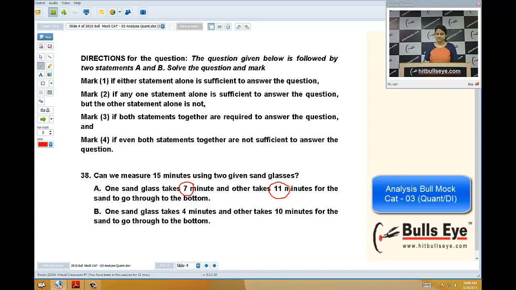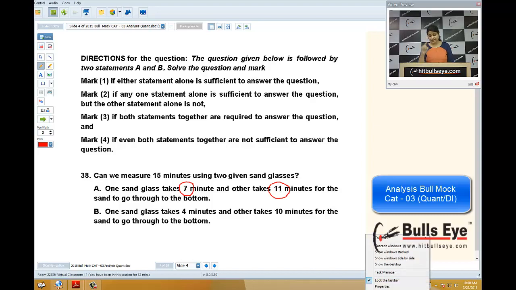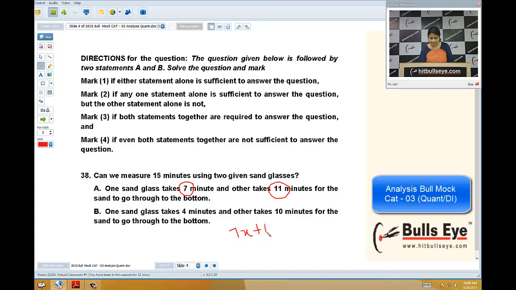Suppose I'm using the 7-minute glass x times and the 11-minute sand glass y times. So what should be the equation? It should be 7x plus 11y equals 15. What is the solution to this equation? This is 2, 1. It means the 11-minute sand glass we'll use twice, and the 7-minute sand glass we'll use once. Since I'm getting a solution, it is possible to calculate 15 minutes.